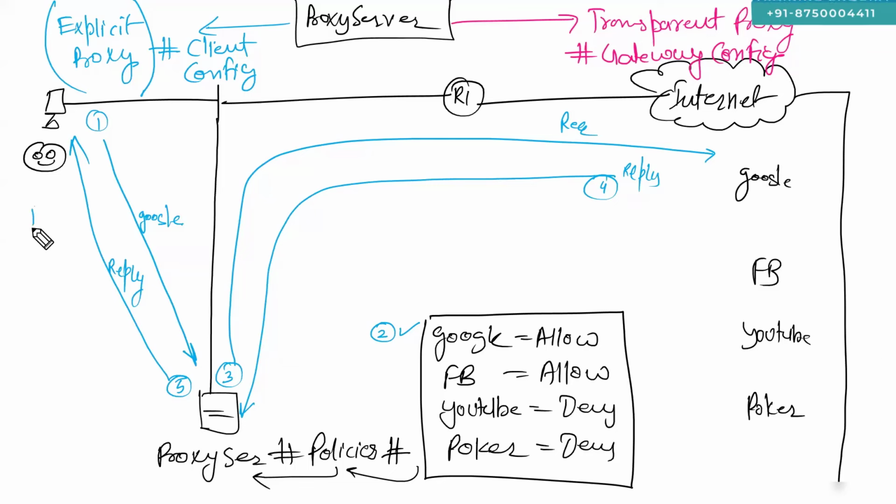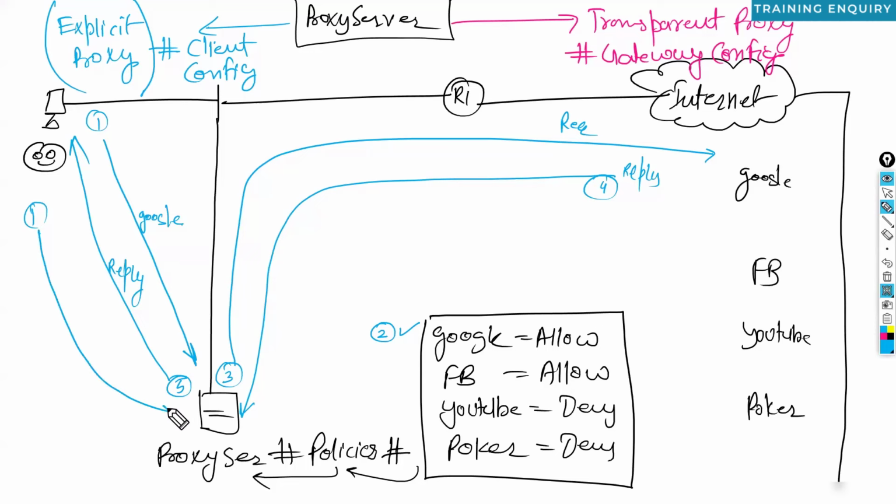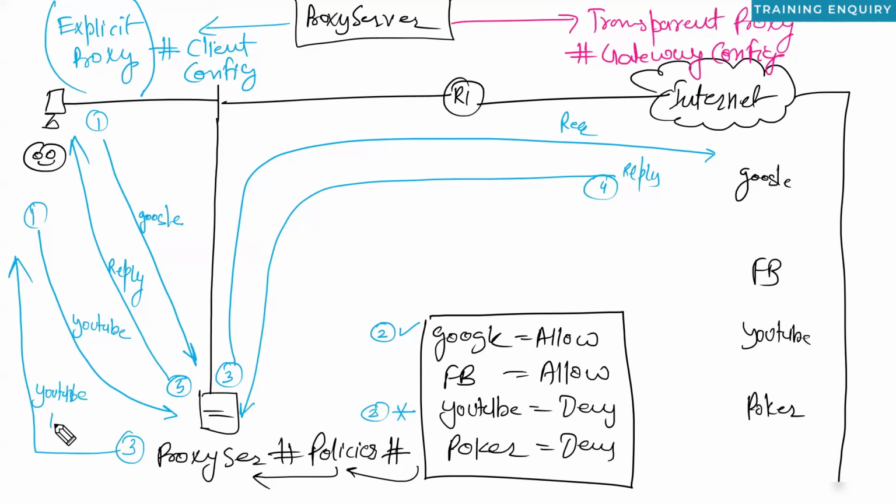This will happen. Now the client can access Google. Now the client will initiate another request: I want to go to YouTube. Then the firewall will check the policy, and YouTube is denied. Then the proxy server will reply to the client that YouTube access is not allowed. YouTube access is denied. You can't access YouTube according to organization policy.